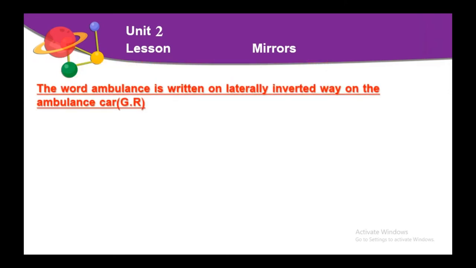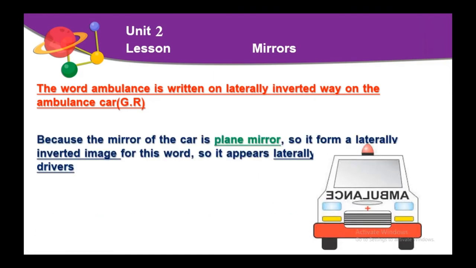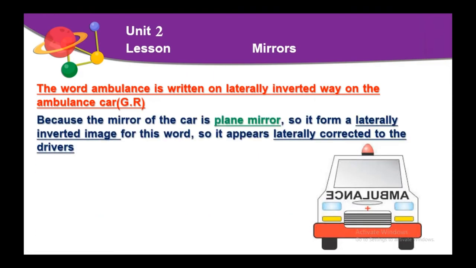So you have a question in this part. The word "ambulance" is written in a laterally inverted way on the ambulance car. Why? Because the mirror of the car is a plane mirror, so it forms a laterally inverted image of this word. So it appears laterally corrected to the driver, to be seen in the corrected way according to the driver.